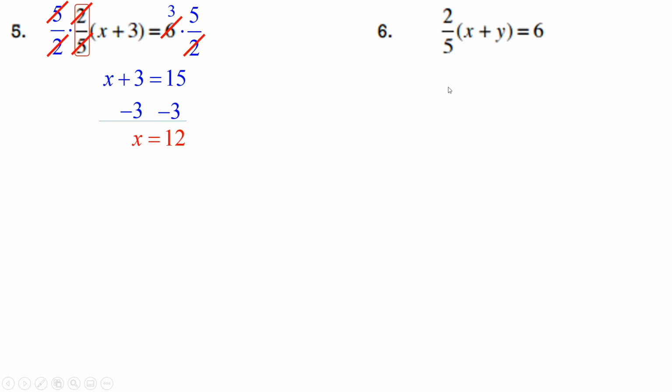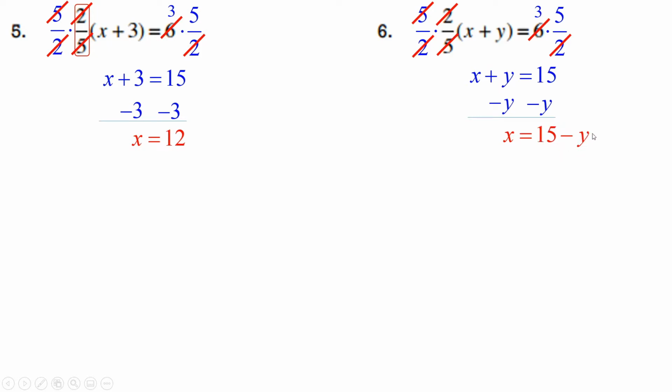So let's undo the multiplication by 2 over 5 by multiplying both sides by 5 over 2. Cancel common factors, leaving you the quantity x plus y. And again, same thing on the right. 2 goes into 6 3 times, and 3 times 5 is 15. Now one more step, subtract y. So x equals 15 minus y. Those are not like terms. You cannot combine them. You have to leave it just like that.